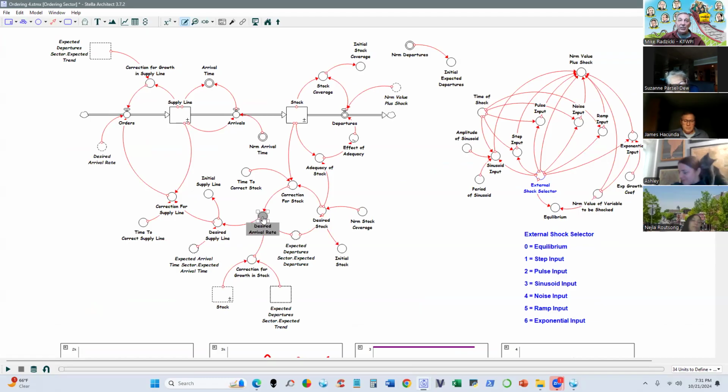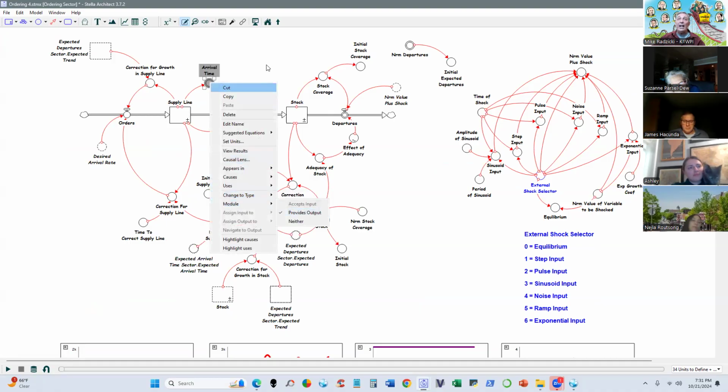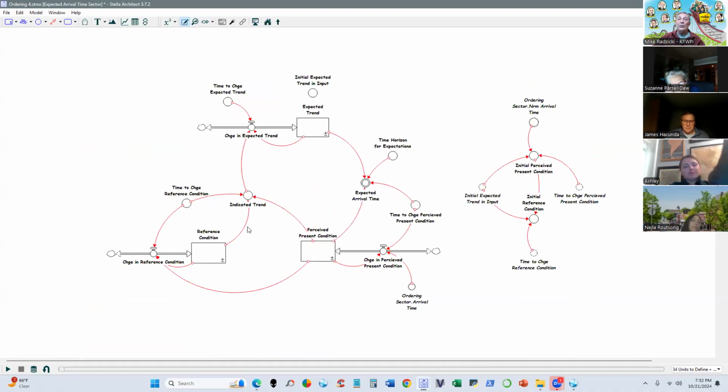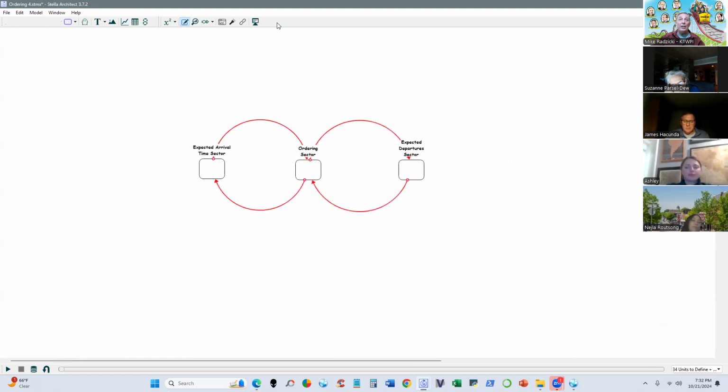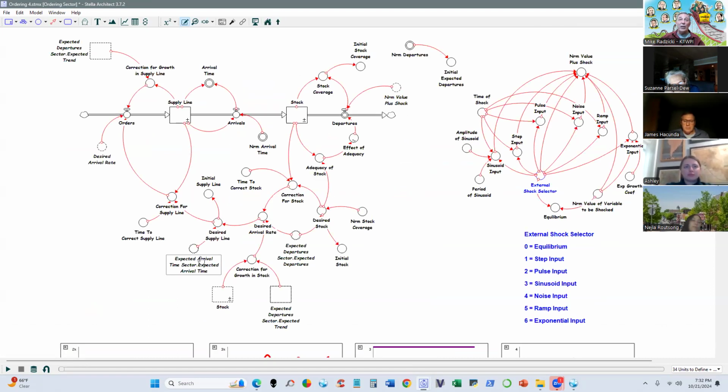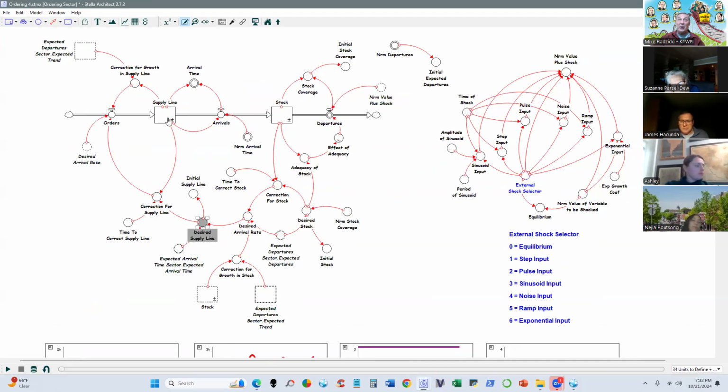Okay, so that times now we have the expected arrival. So there's the normal arrival time. This is going to provide output to, now we use the same structure. Here's the arrival time. We have the expected arrival time. When do I think this stuff is going to be here? And that is going to provide output over here. So we have expected arrival time times the desired arrival rate is my desired supply line. Here's what I want to have in here.